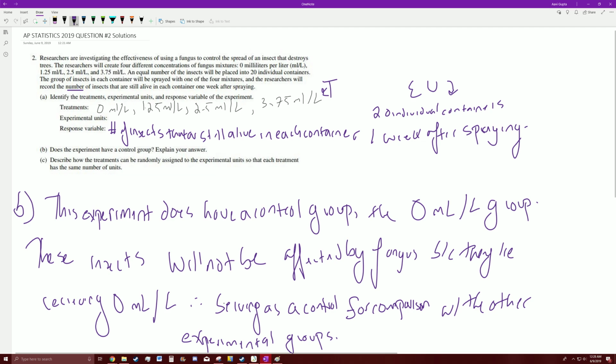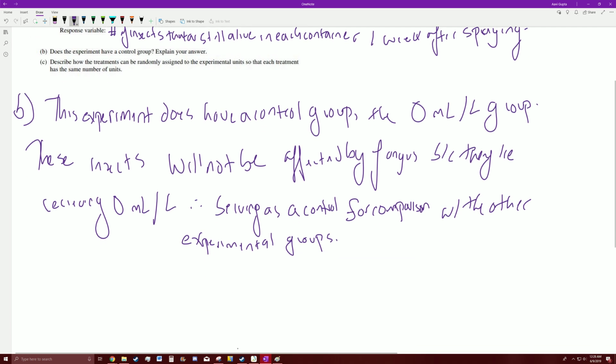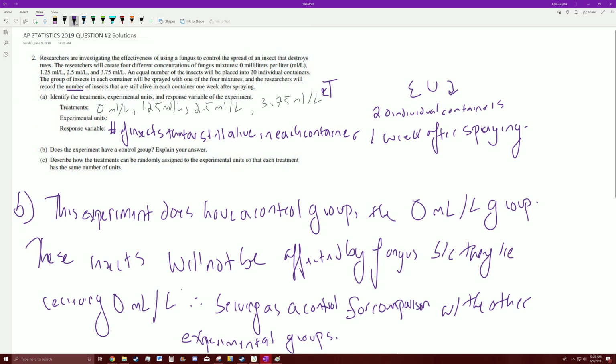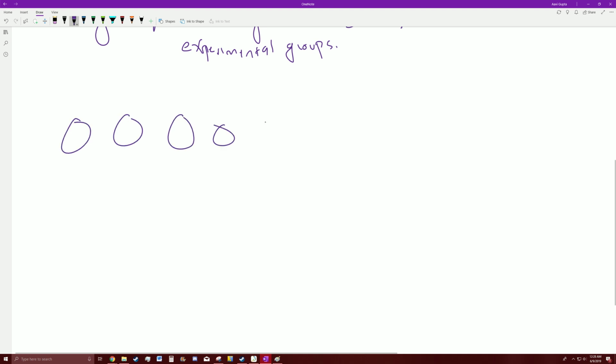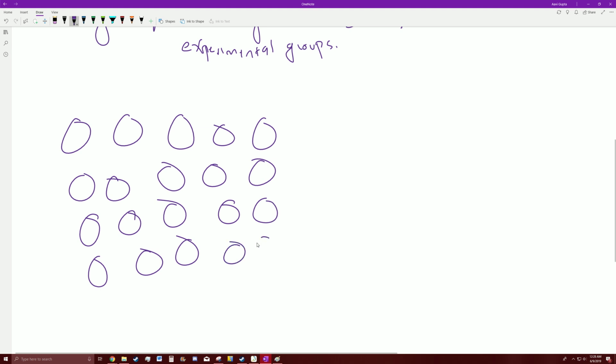Okay. Part C, determine how the treatments can be randomly assigned to the experimental units so that each treatment has the same number of units. Well, let's see. We're randomly assigning the experimental units to each treatment. There are 4 treatments and there are 20 individual units. That means we want 5 individual units per treatment. So what you could do is this, I'll draw it out. I have 20 containers here: 1, 2, 3, 4, 5, and so on up to 15 and beyond.